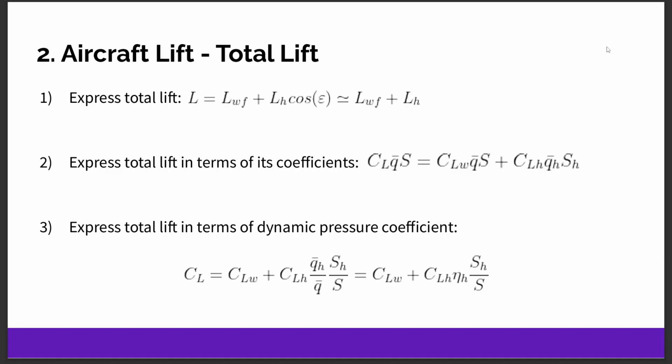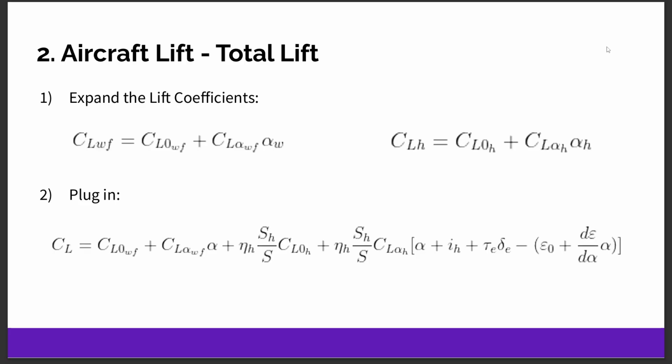And as a way to rearrange that, what you can do is divide everything by Q bar S. And what you get at the bottom is the lift coefficient of the main wing plus the lift coefficient of the horizontal stabilizer multiplied by the dynamic pressure ratio times SH over S. And this is the main equation that we're going to use to derive the sub-coefficients of our lift coefficient that we saw on the first slide pertaining to the lift of the aircraft.